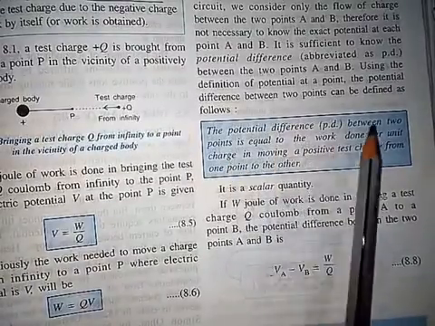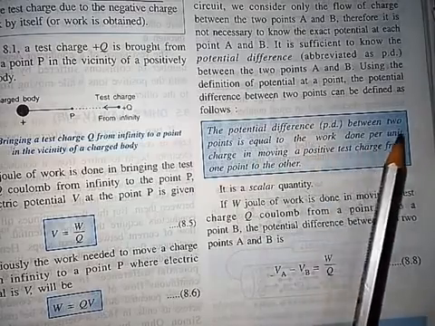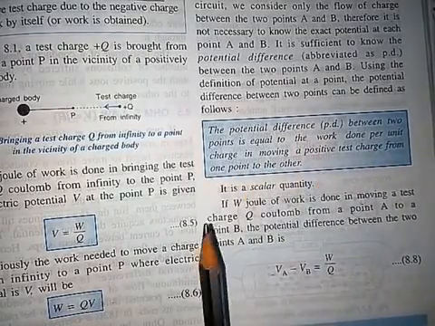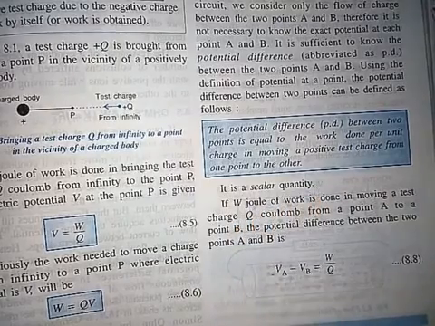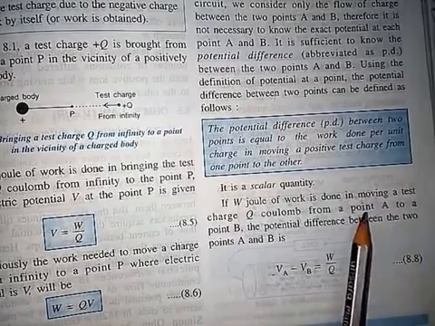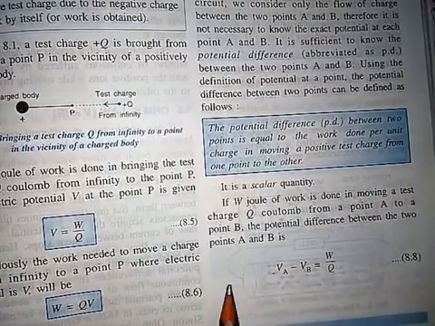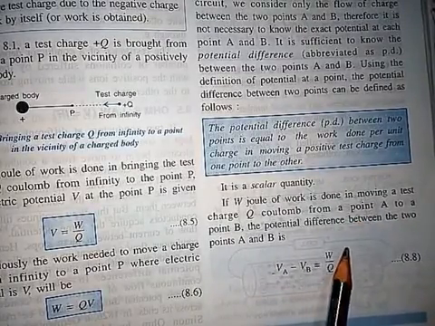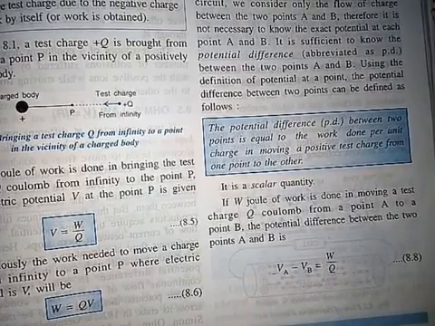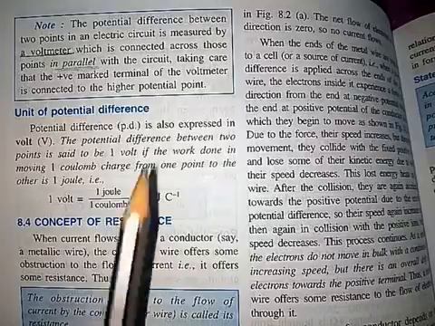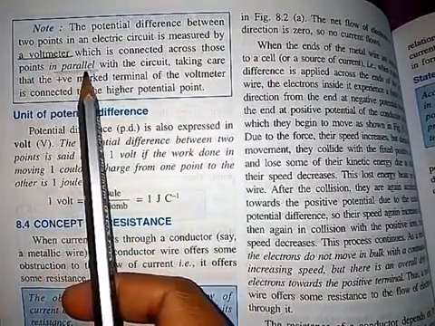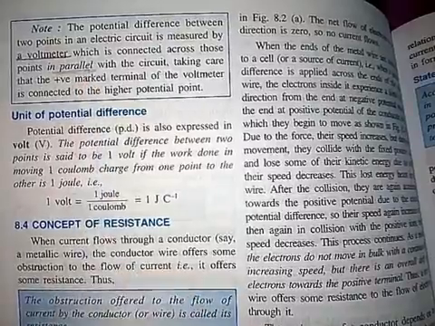The potential difference between 2 points is equal to the work done per unit charge in moving a positive test charge from one point to the other. Potential difference is also a scalar quantity. If W joule of work is done in moving a test charge Q from point A to point B, then potential difference VA minus VB equals W upon Q. The unit of potential difference is also the volt. Potential difference is measured by a device called a voltmeter, which is connected in parallel in the circuit.